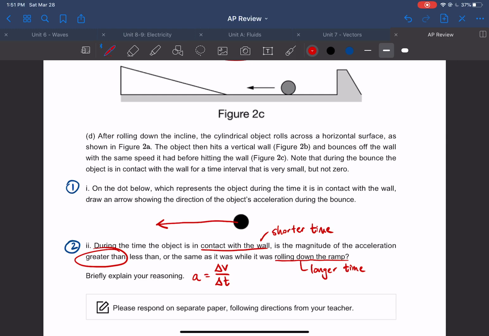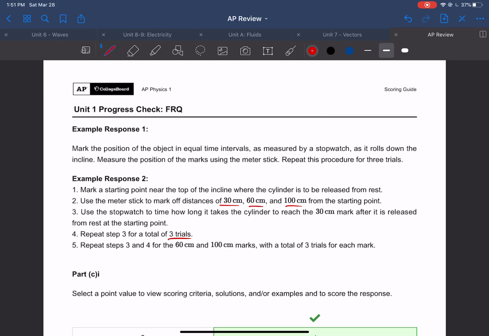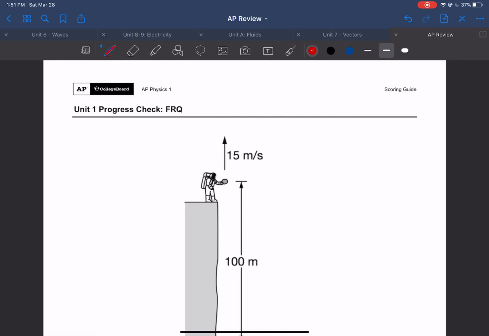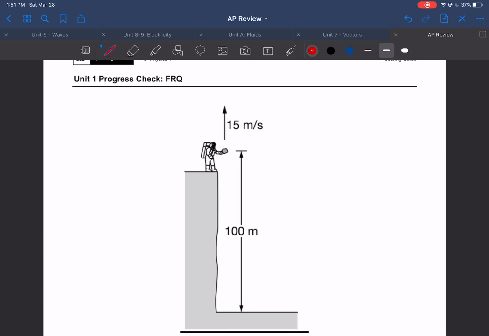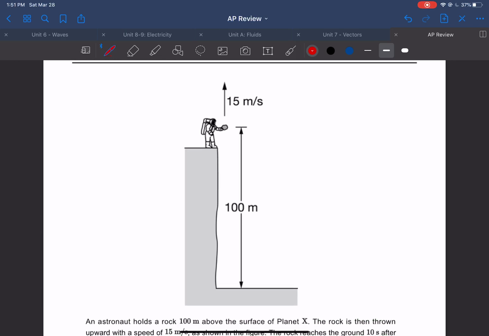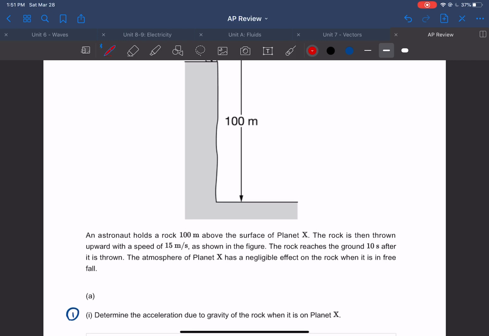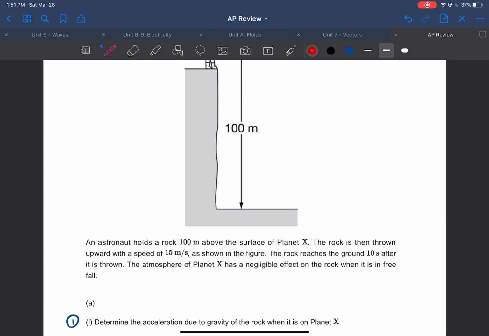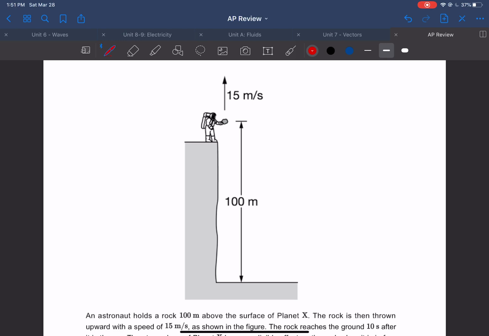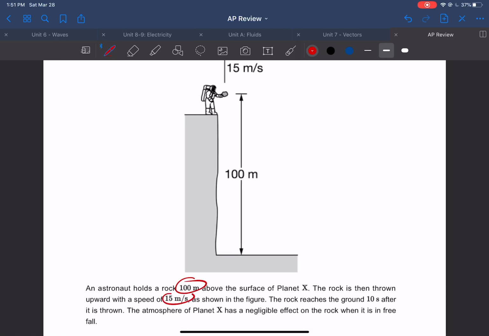All right, so that's a quick overview of the first problem. The second one is a bit more concrete and quantitative. So this is the problem with the astronaut throwing a rock up on the surface of the moon. All right, so first question you're given here is to find the acceleration due to gravity on this planet X. All right, so we're given that the rock is thrown from a height of 100 meters. It's thrown upward with an initial speed of 15 meters per second. So that's these two pieces of information here.